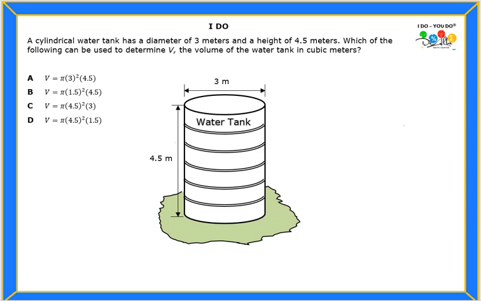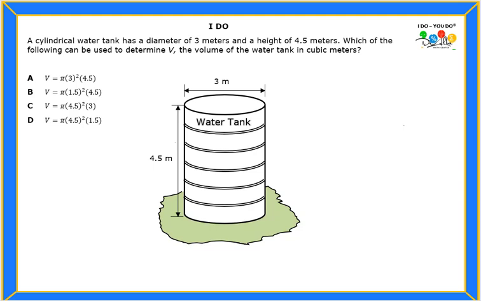Hello students, let's read the problem. And it says, a cylindrical water tank has a diameter of 3 meters and a height of 4.5 meters. Which of the following can be used to determine B, the volume of the water tank in cubic meters?